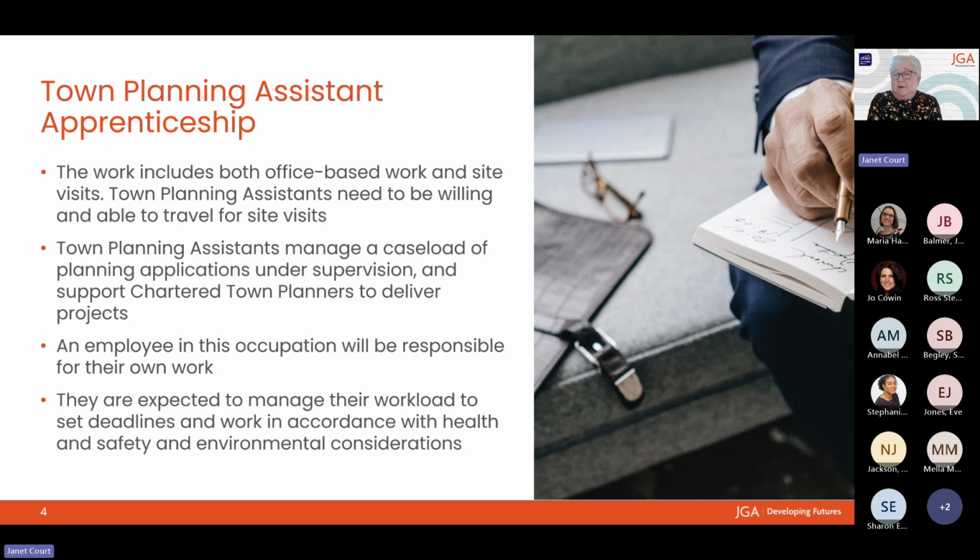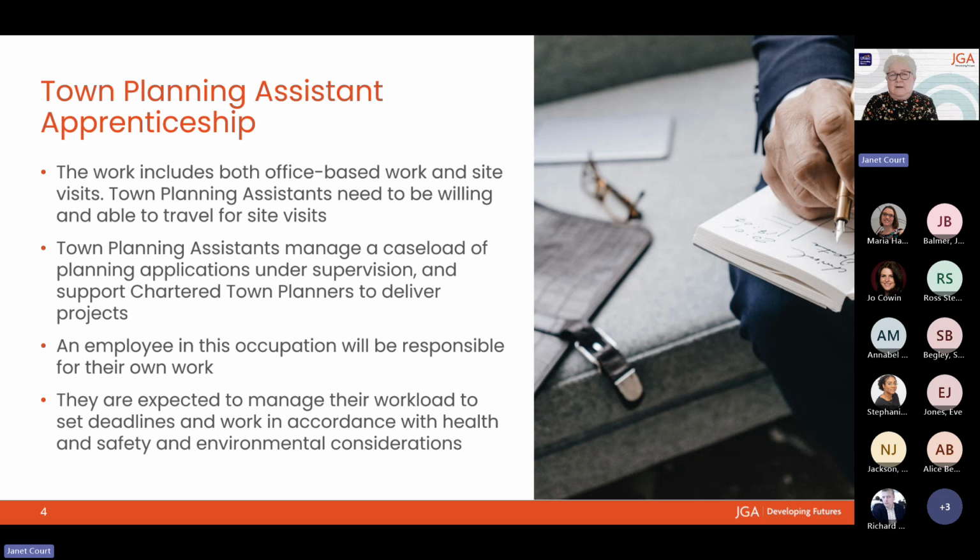Town planning assistants will manage a caseload of planning applications under supervision and support chartered town planners to deliver projects. An employee in this occupation will be responsible for their own work, and they're expected to manage their workload, set deadlines and work in accordance with health and safety and environmental considerations. So as I said, this is what's come from the Trailblazing group. This is, in a nutshell, what a planning assistant is.